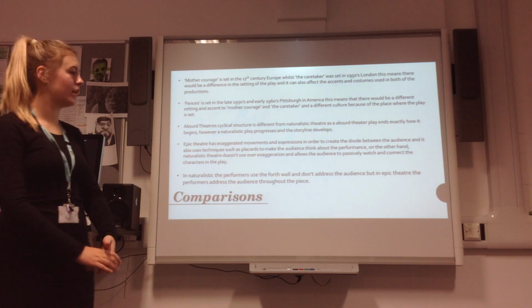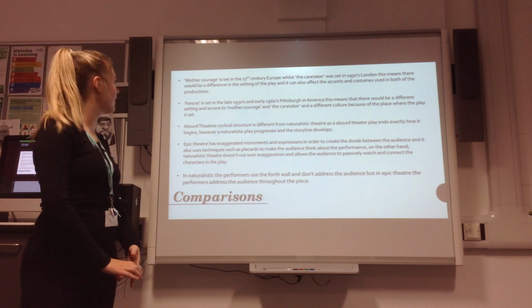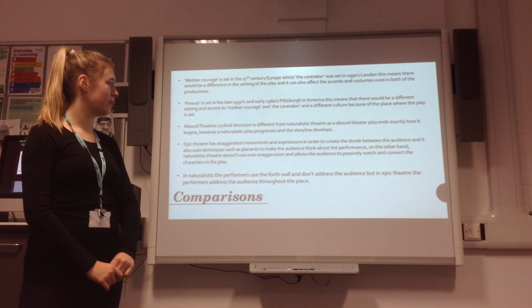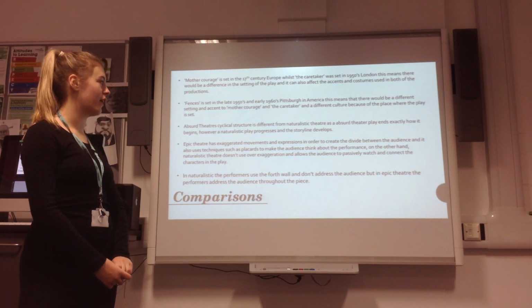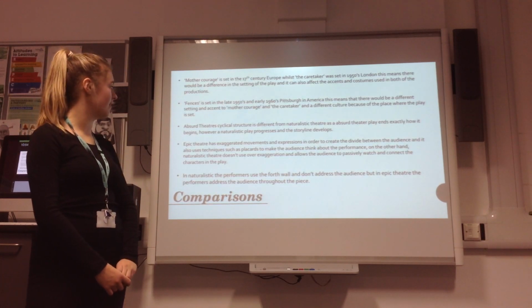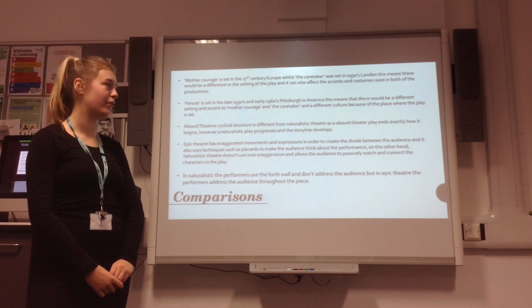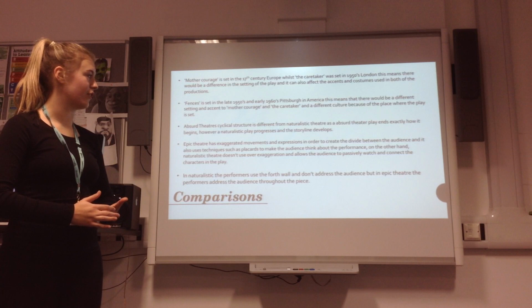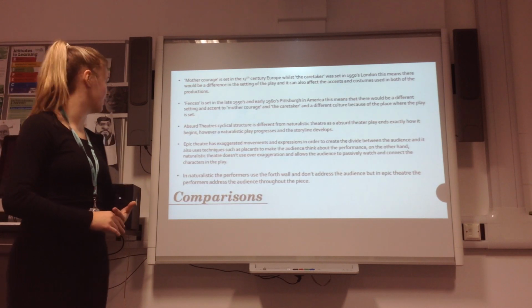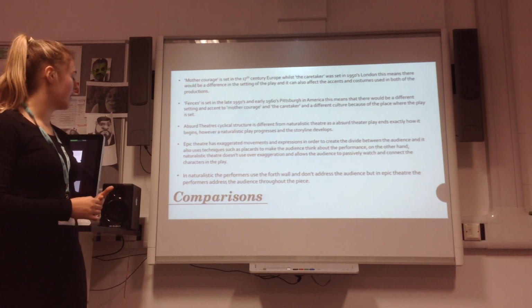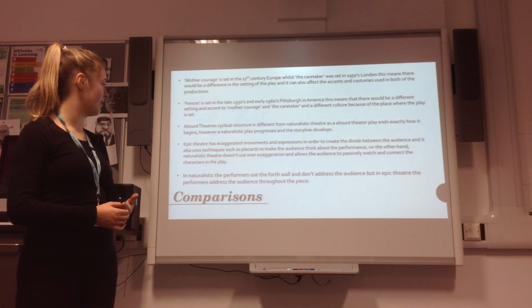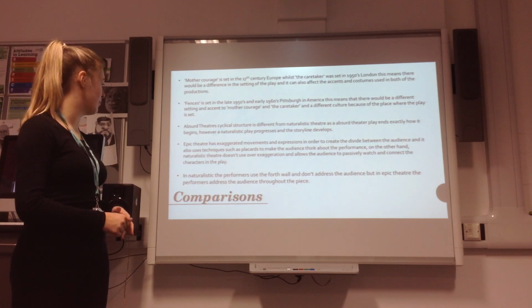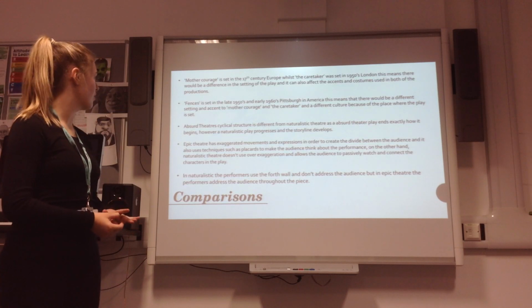Some comparisons between epic theatre, absurd theatre, and naturalistic theatre are that epic theatre has exaggerated movements and expressions in order to create a divide between the audience, and it also uses techniques such as placards to make the audience think about the performance. On the other hand, naturalistic theatre doesn't use over-exaggeration and allows the audience to passively watch and connect with the characters in the play. In naturalistic plays, the performers use the fourth wall and don't address the audience, but in epic theatre, the performers address the audience throughout the piece.